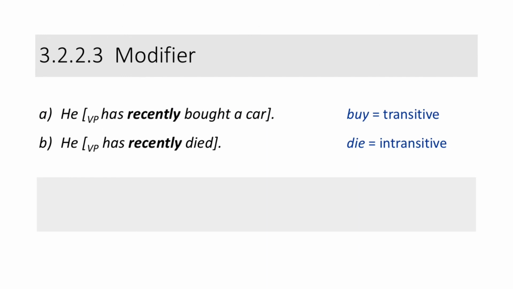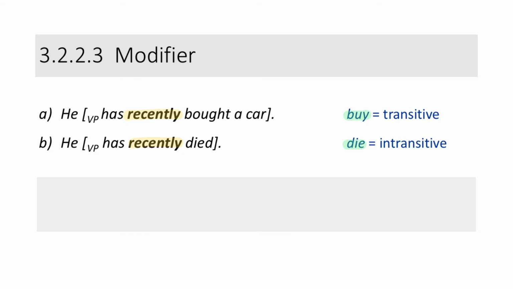Finally, let's have a look at a modifier. A modifier doesn't have to be licensed by the head. Let's look at sentence A and sentence B. Sentence A, he has recently bought a car. And sentence B, he has recently died. In sentence A, the head of the verb phrase is the verb buy, which is a transitive verb. On the other hand, in sentence B, the head of the verb phrase is the verb die, which is an intransitive verb. However, the adverb phrase recently, which is a modifier, can co-occur with both of them, suggesting that the modifier doesn't depend on the head.